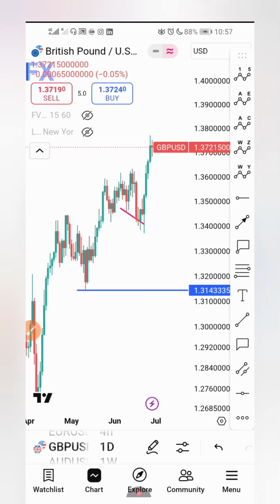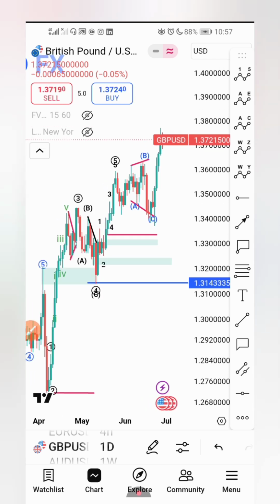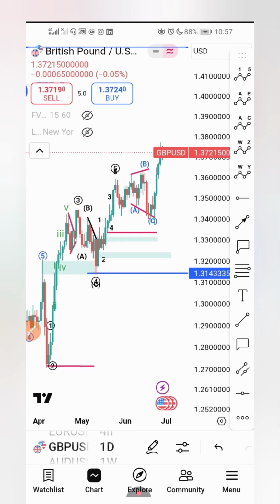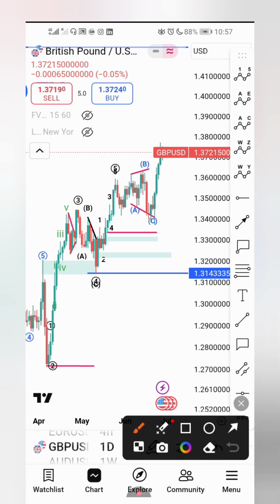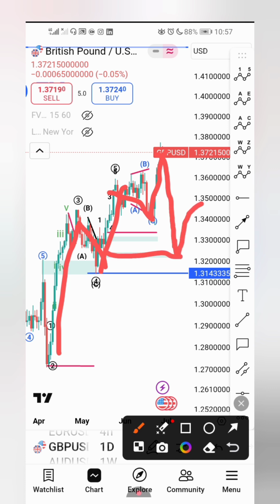Great Britain US dollar. Looking at the structure, you can discover one thing: there is a 5 wave up that has been completed. This is 1, this is 2, this is 3, this is 4, this is 5. Do you see that? So what do you expect? Of course, we expect a correction to this very place, then give us a correction back for a drop.